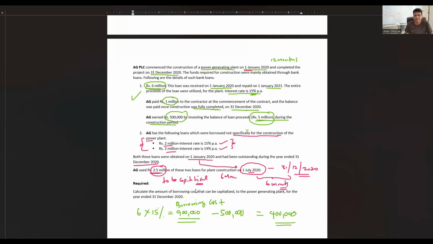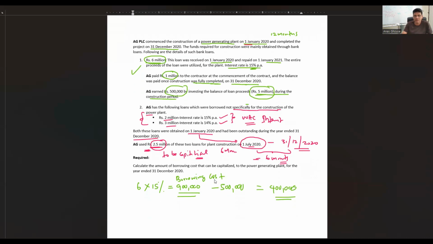In this situation, since you are given two loans and two different interest rates, you need to identify the weighted average cost of interest. That weighted average cost of interest should be applied on this 2.5 million for the 6 months period. That's how we calculate the borrowing cost. So here we have to identify the capitalization rate.